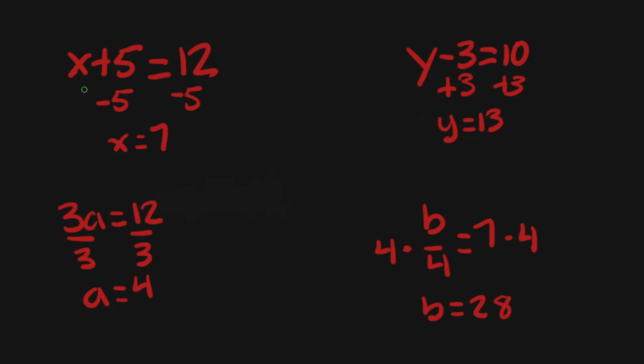So in the first one, we did x plus 5 equals 12. We had to subtract 5 on both sides because we have to get rid of the 5 here. So x equals 7. Here, y minus 3 equals 10. We have to get rid of this negative 3 here, this minus 3. So add 3 on both sides to get y equals 13. 3a equals 12. Well, this is 3 times a, so we have to divide by 3 on both sides to get a equals 4. And then b divided by 4 equals 7. In order to get rid of this 4, you have to multiply by 4 on both sides. And then you're going to get b equals 28. And yeah, that's it for the review.